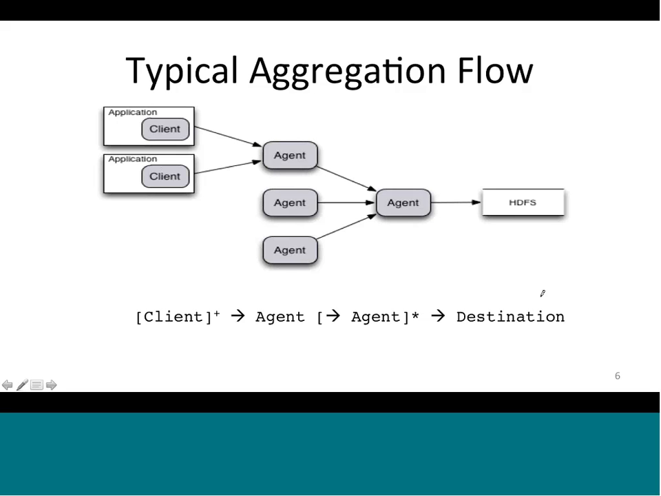So can we say an agent has those components inside it? The source, sink, and the channel, and the interceptors. Agent has those components inside it. Yes, it has. Okay. It has, right?